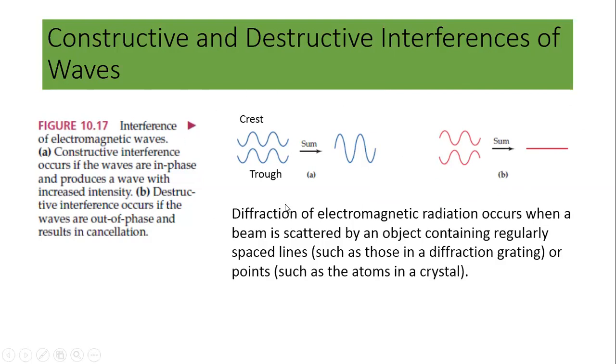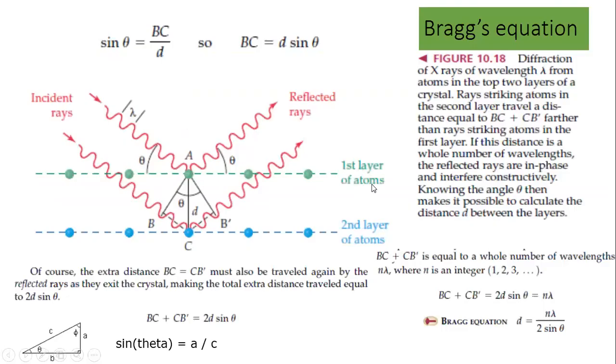So for X-ray crystallography, constructive interference is a must. That's why we have discussed it here. So let's move to the Bragg equation and what we actually get out of the Bragg equation.